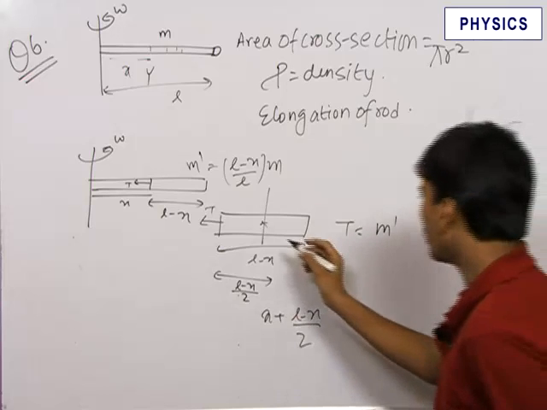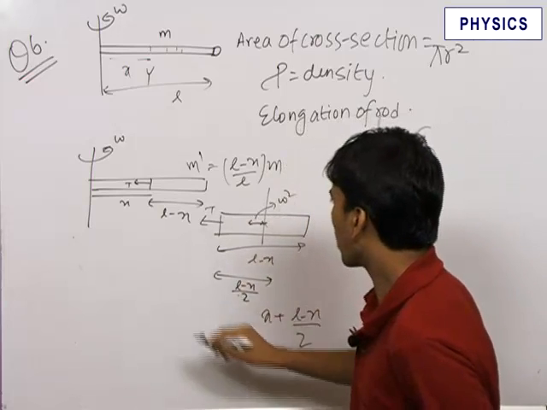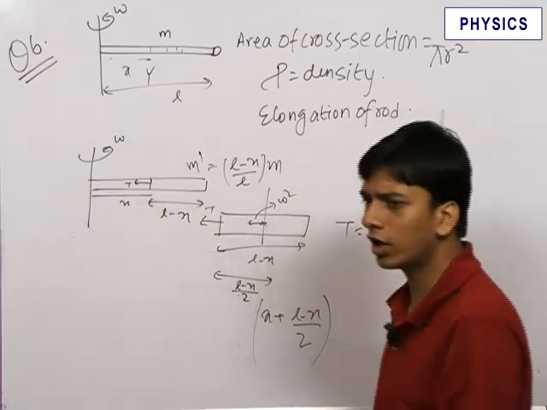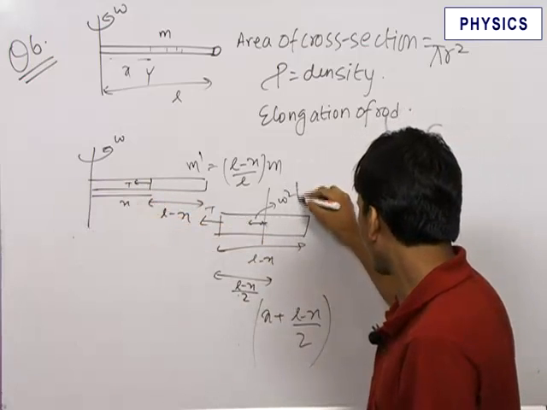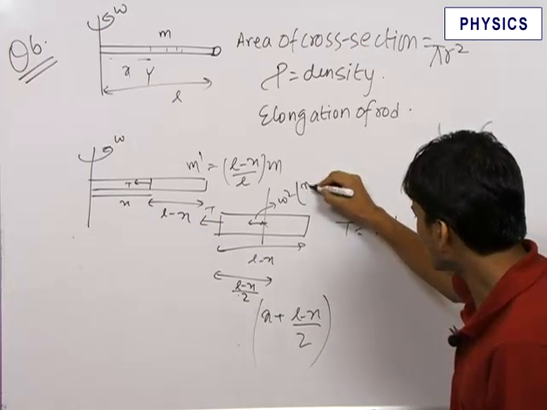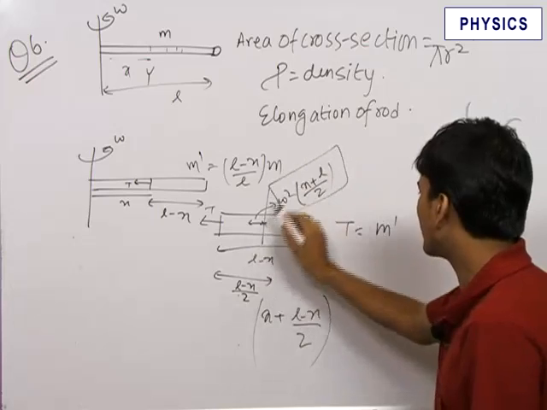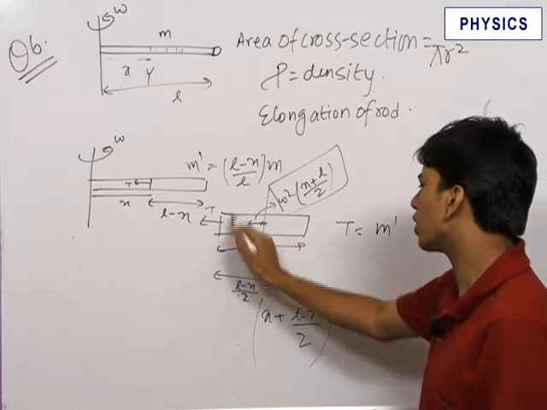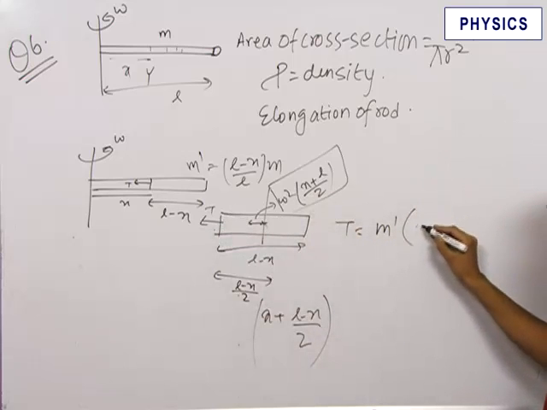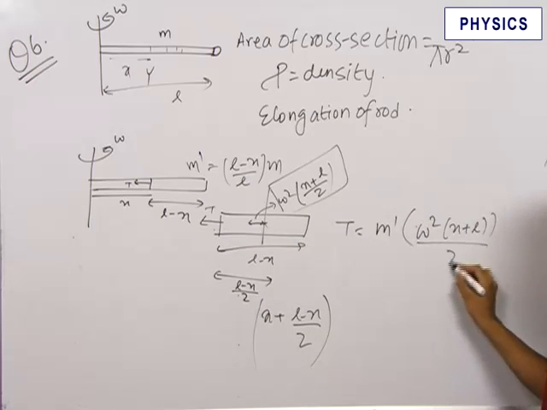Therefore, the acceleration of this will be equal to omega square into this distance, that is the distance of the center of mass from the center of the circle in which it is revolving. Therefore, omega square into (2x plus L minus x) upon 2, that is equal to omega square into (x plus L) upon 2. Therefore, this is the acceleration of the center of mass. We know that the net external force on a body is equal to mass into acceleration of center of mass. So just writing the acceleration of center of mass over here suffices. Therefore, we write T equal to m' omega square into (x plus L) upon 2.